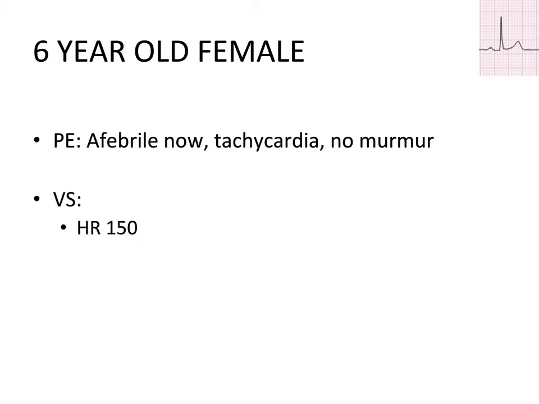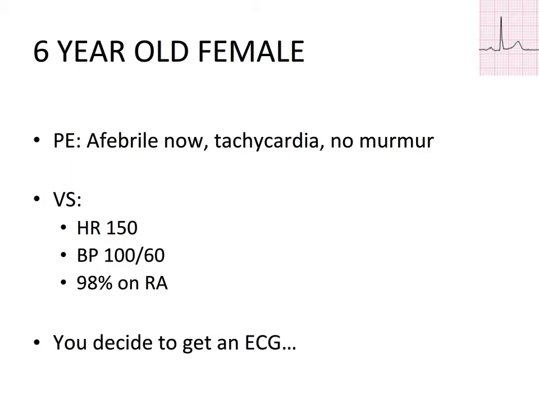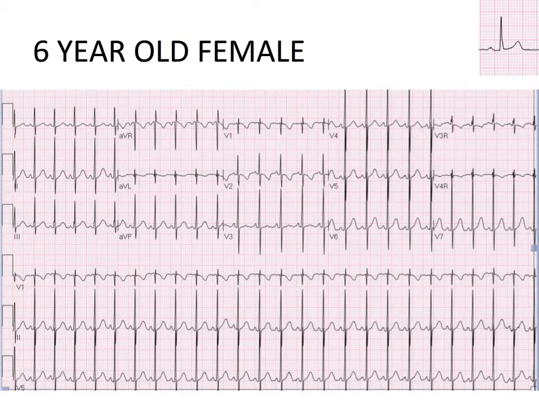Her vital signs show a heart rate of 150, blood pressure of 100/60, and an oxygen saturation of 98% on room air. Given her tachycardia, you decide to get an EKG. And this is what you see. Go through this EKG on your own and identify any abnormalities.